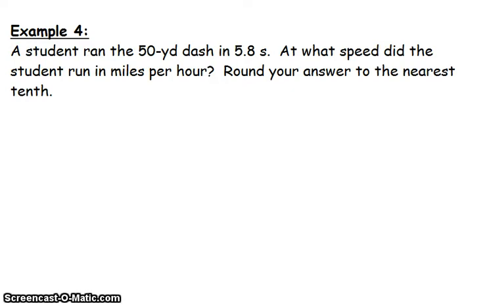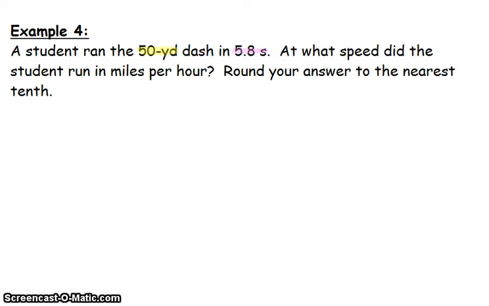If you start reading this problem, the very first sentence tells you that a student ran the 50-yard dash in 5.8 seconds. What I am seeing when I read this sentence is that I actually have two different units here. I've got 50 yards, that's how far the student ran, and I've got 5.8 seconds. I have two different sets of units, so my brain is telling me I'm probably going to have to change yards to something else and seconds to something else.